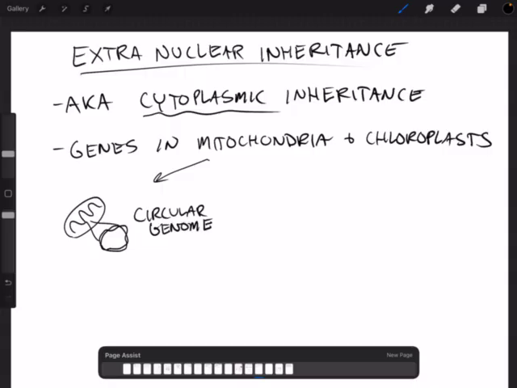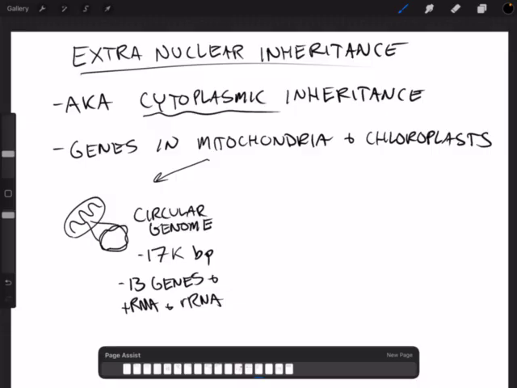Over time, it lost its ability to live independently. It lost many of the genes it needs to survive. Those have made their way on to the nuclear genome, but it retains its own circular genome. It's about 17,000 base pairs long, and it contains, at this point, 13 genes, not too many, as well as genes for tRNA and ribosomal RNA.